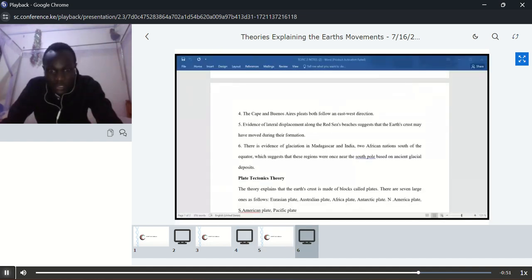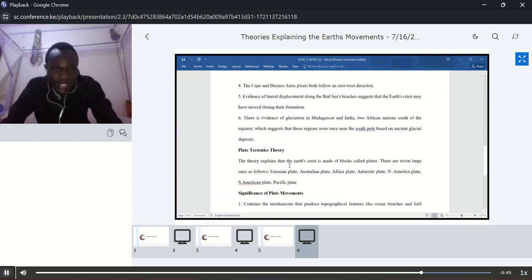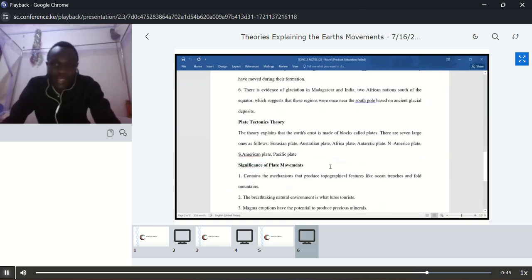Now the plate tectonic theory explains that the earth's crust is made up of blocks called plates. And there are seven large ones as follows: the Eurasian plate, Australian plate, African plate, Atlantic plate, North American plate, South American plate, and the Pacific plate.